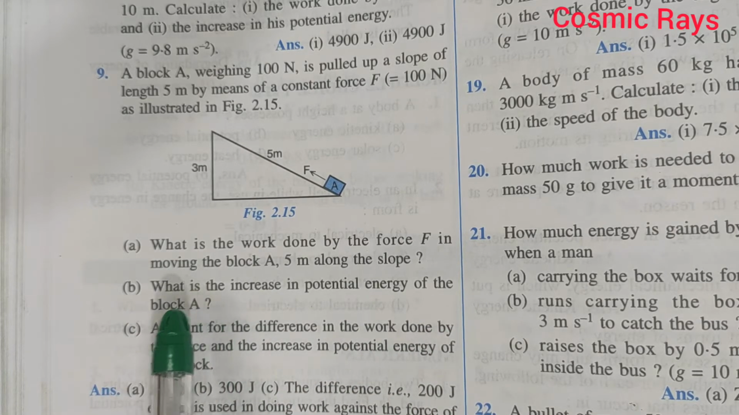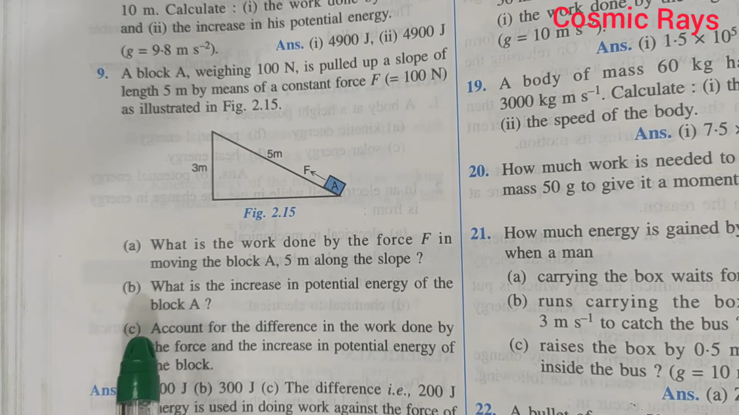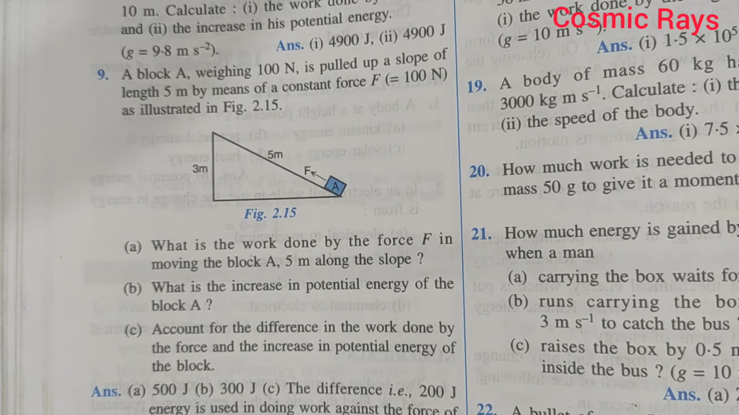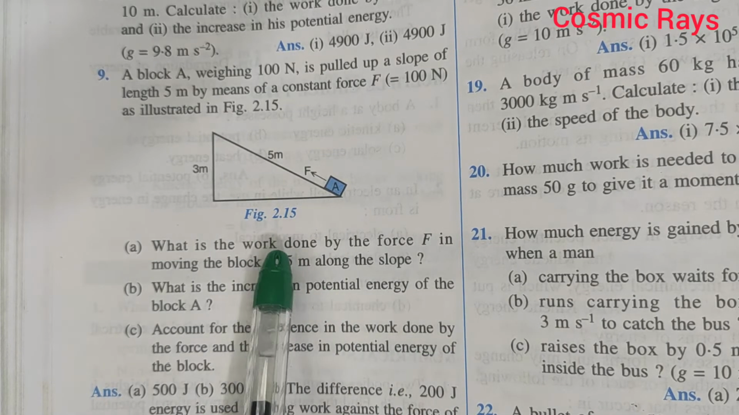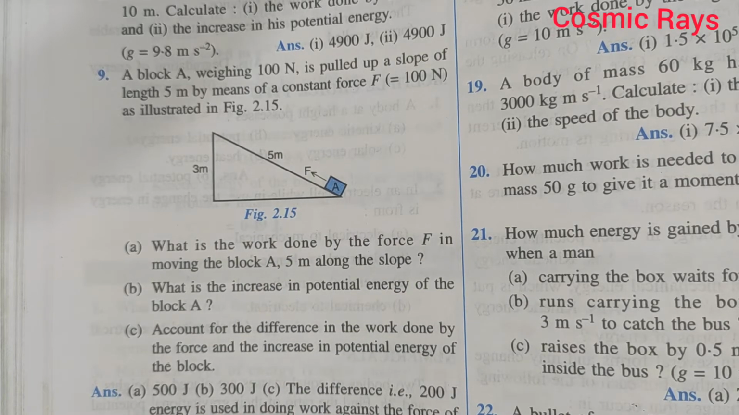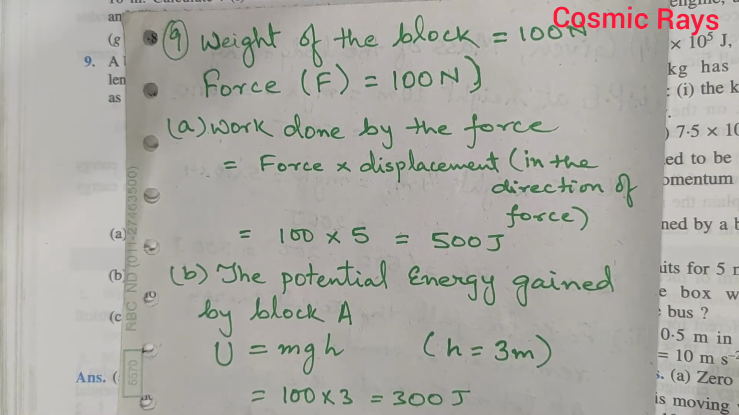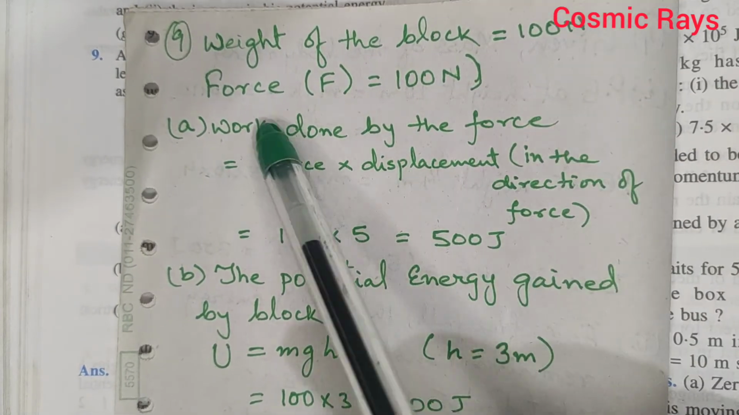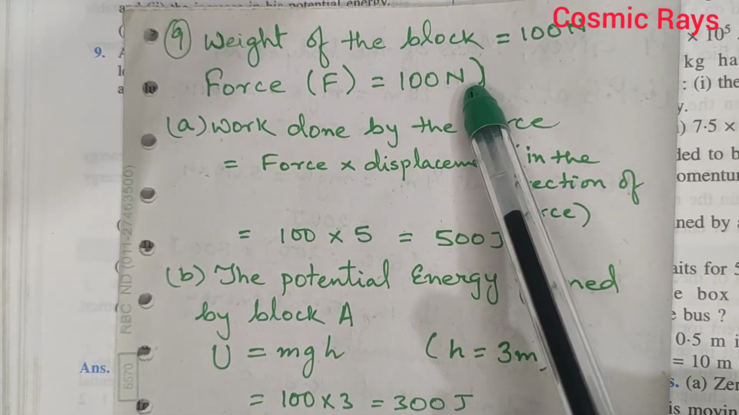Now that loss of energy will appear as heat because it is going against the force of friction. So that third part is also given here in the book. So we will just try to solve the first and the second part. Now, here weight of the block is 100 Newton. Force applied is 100 Newton again.